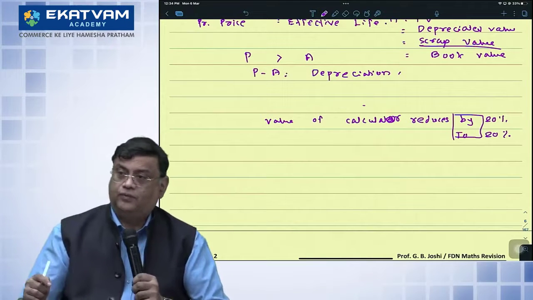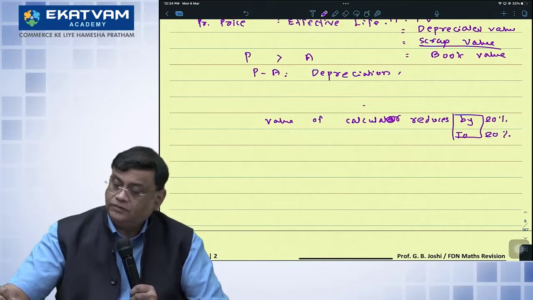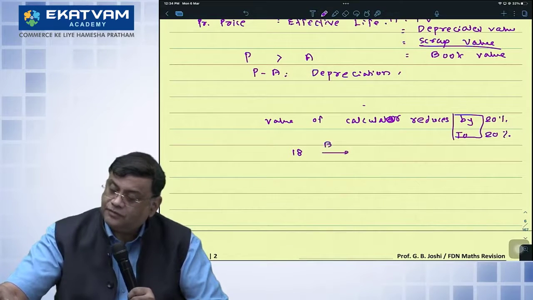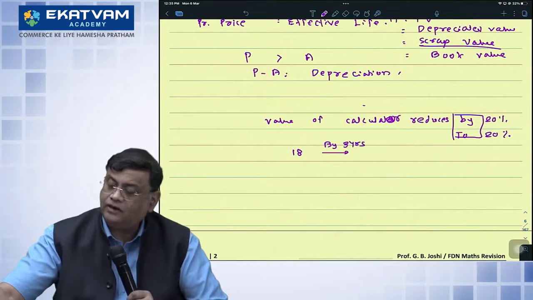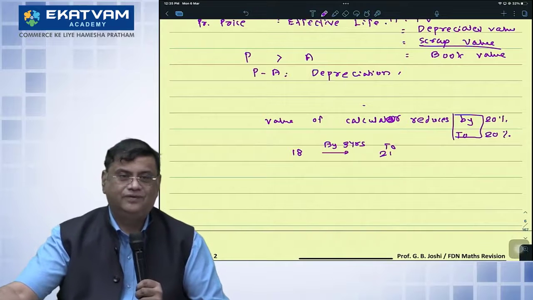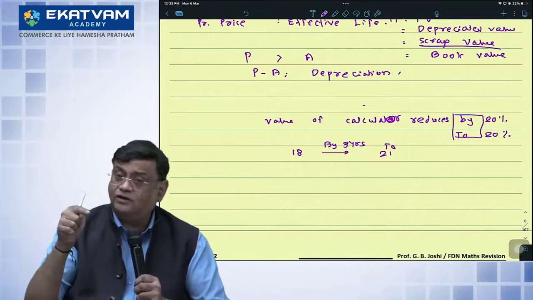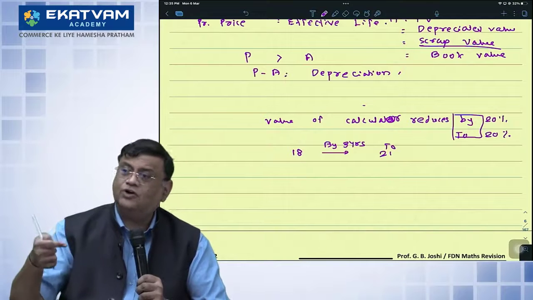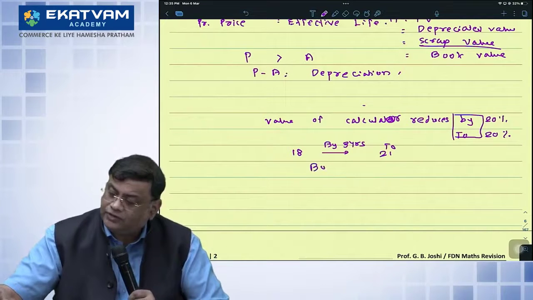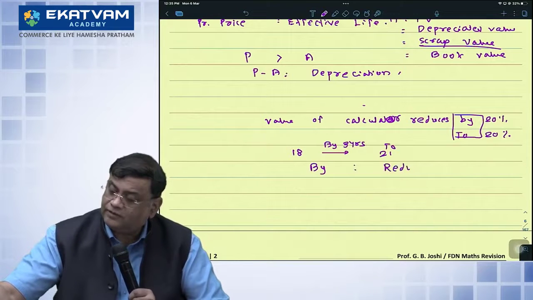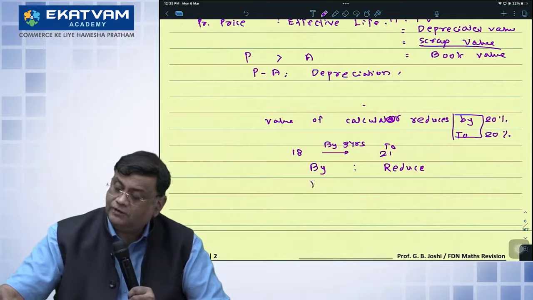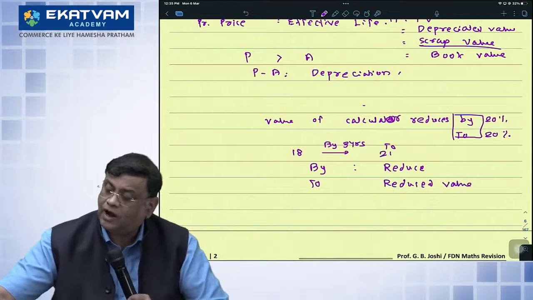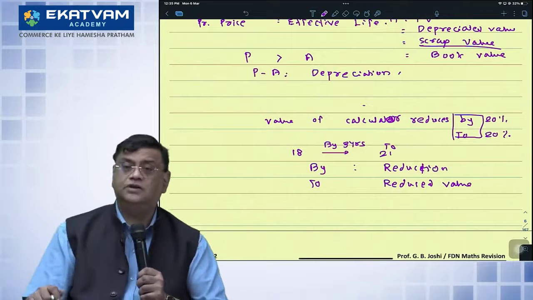What is the difference? When you say your present age is what? 18. That 18 age increases by 3 years. It increases by 3 years, and it will go to 21 years. Because there is confusion and jumbling in this by and to. Increases by 3 years to go to what? 21. So by means reduction; that much reduction is there. It will be reducing by that much. And to means that will be the reduced value remaining after. So this is the reduction and this is the reduced value.